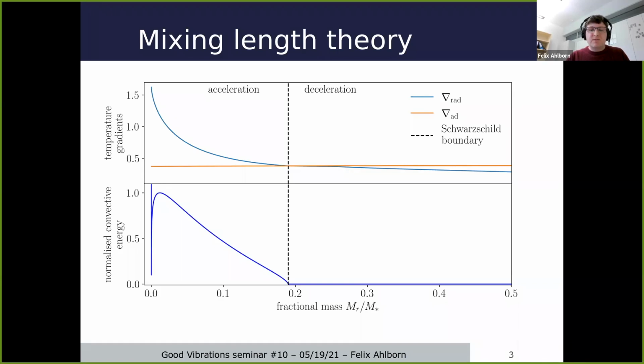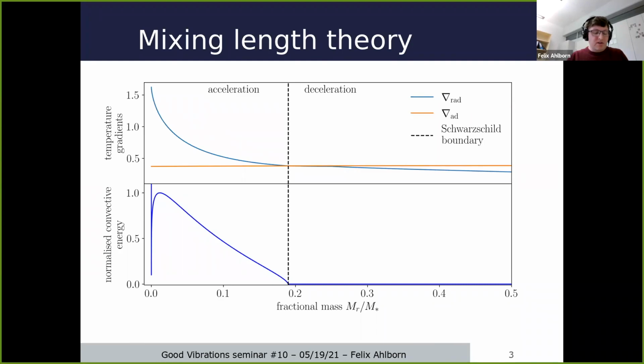And then at the point where the adiabatic gradient equals the radiative gradient, this is also known as the Schwarzschild boundary, or the point of convective neutrality. So simplistically speaking, one could say that within the Schwarzschild boundary, there is convective driving or acceleration of the convective motions, and outside there is convective damping or deceleration of the convective motions.